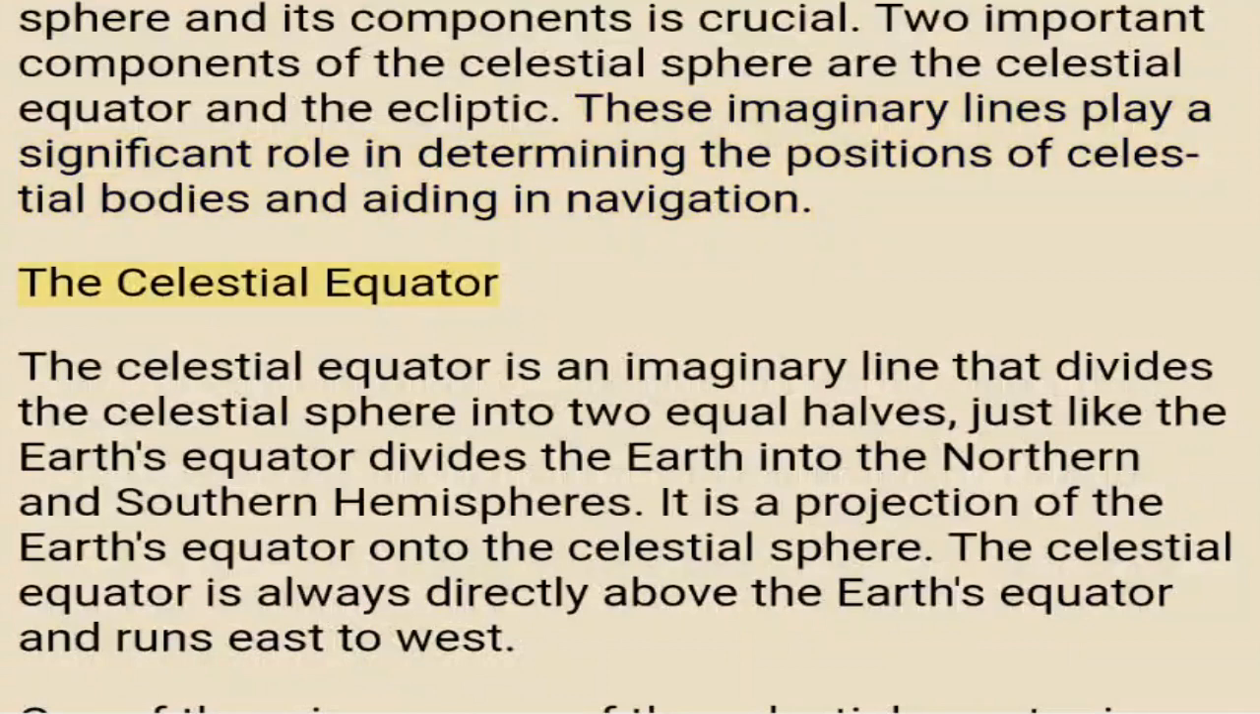The celestial equator. The celestial equator is an imaginary line that divides the celestial sphere into two equal halves, just like the Earth's equator divides the Earth into the northern and southern hemispheres. It is a projection of the Earth's equator onto the celestial sphere. The celestial equator is always directly above the Earth's equator and runs east to west.